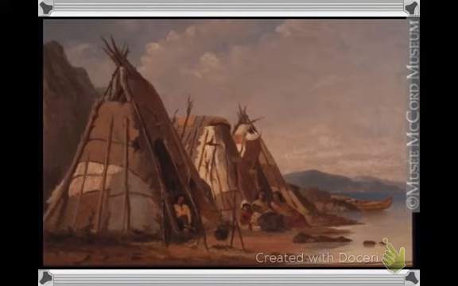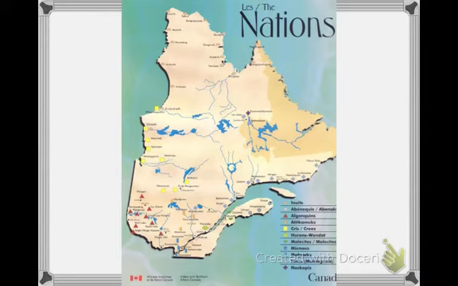The Algonquin were a nomadic people. They lived in wigwams, and they moved around hunting and fishing. The people responsible for hunting and fishing were generally the men, and as a result, they had more power in these societies. These groups were smaller, and they moved depending on the seasons.